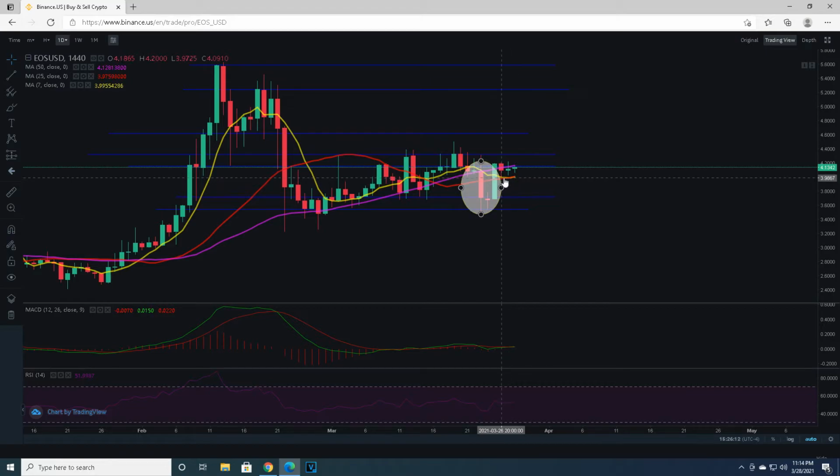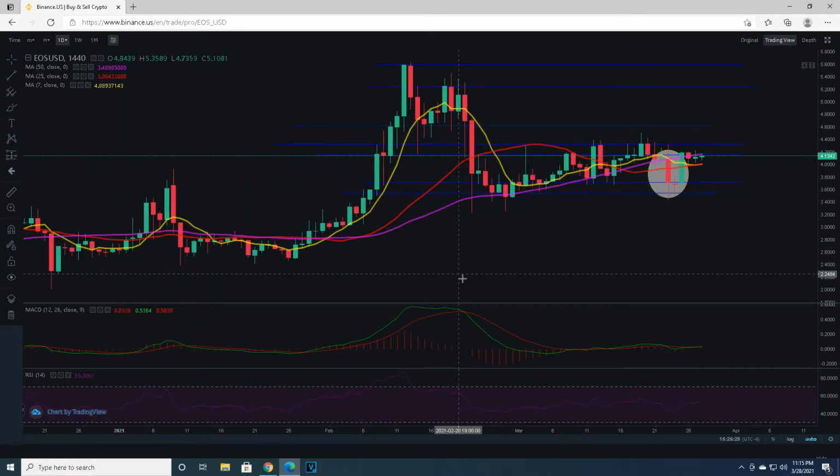The 7 and 25 are sitting right on top of each other. They need to come back across this 50. We have to be trading above the 50-day moving average. Last time we were below. This does have a good sign though. The last time we traded below the 50-day, it made a huge upswing.